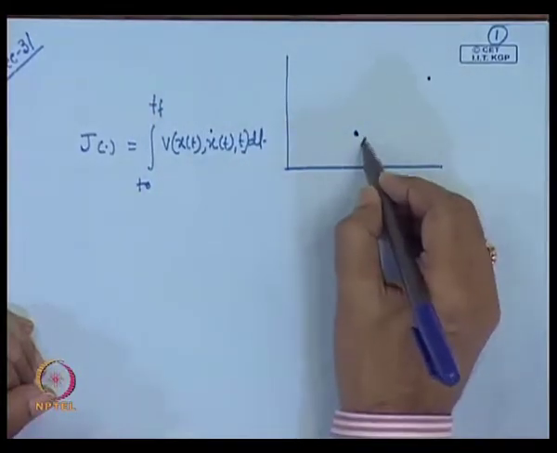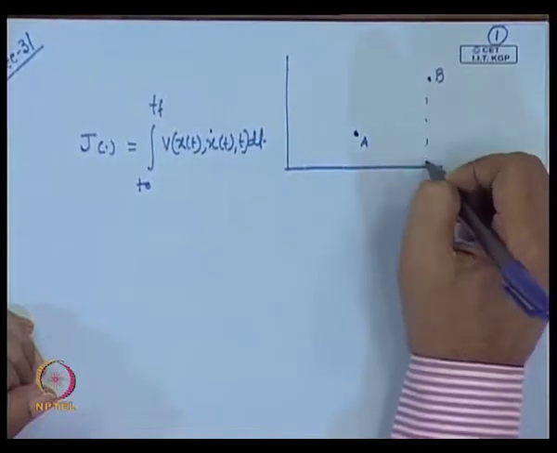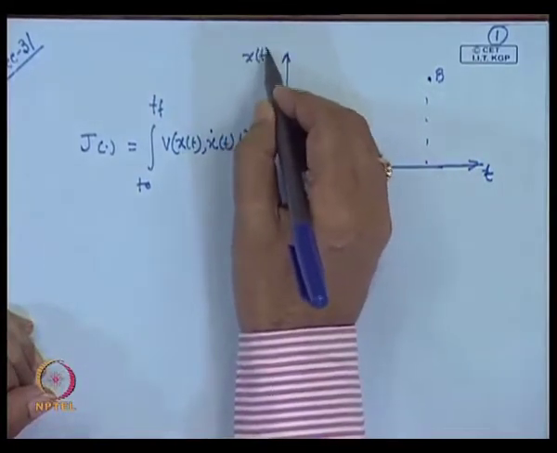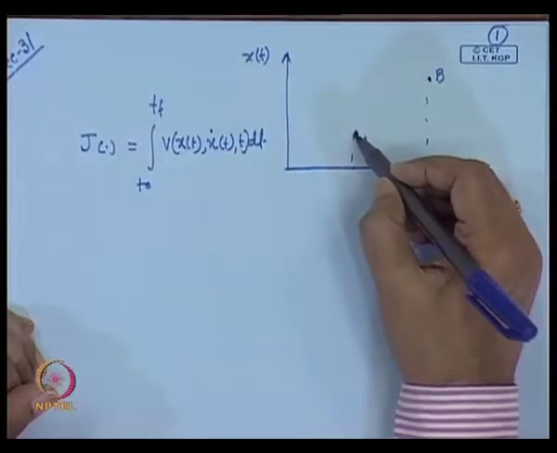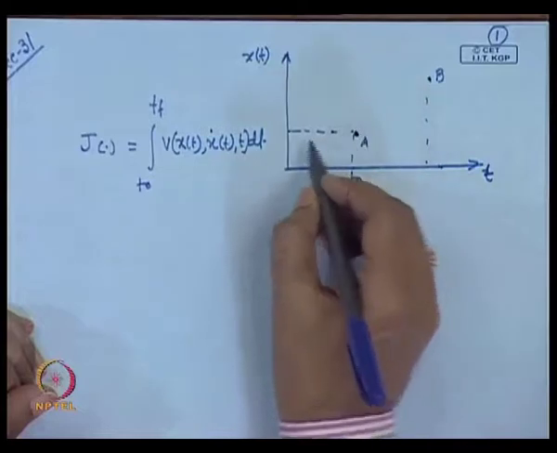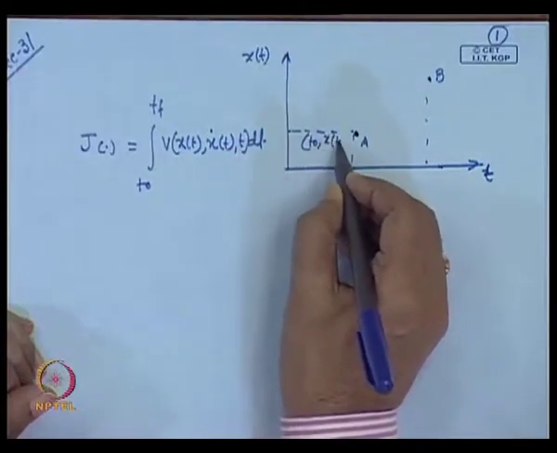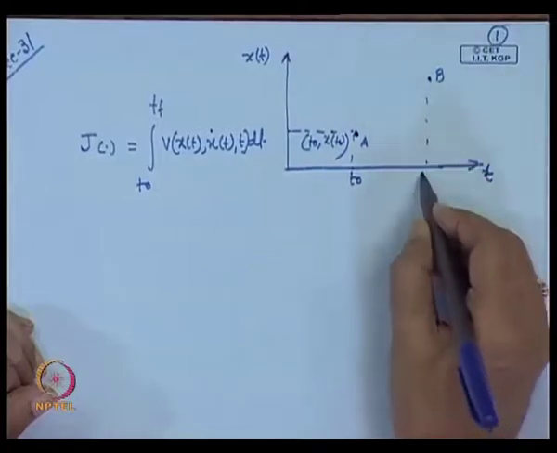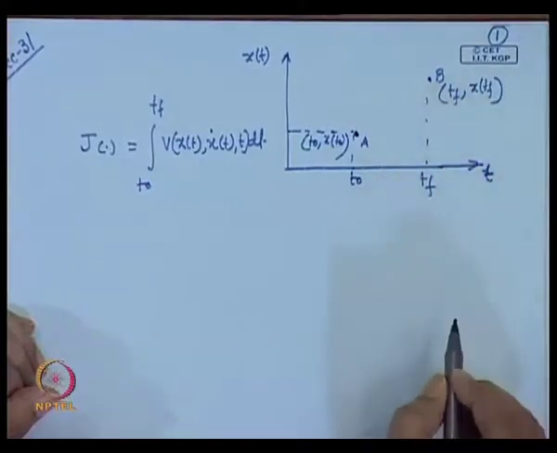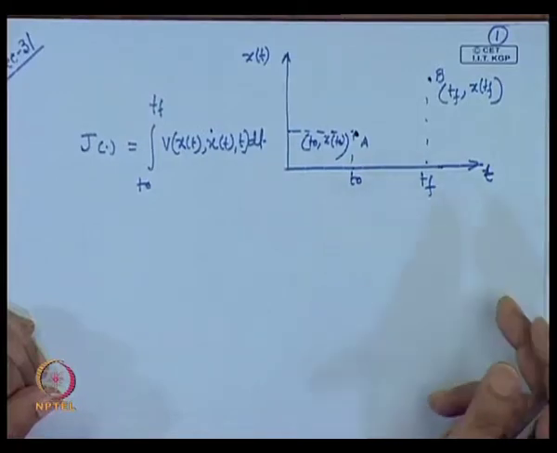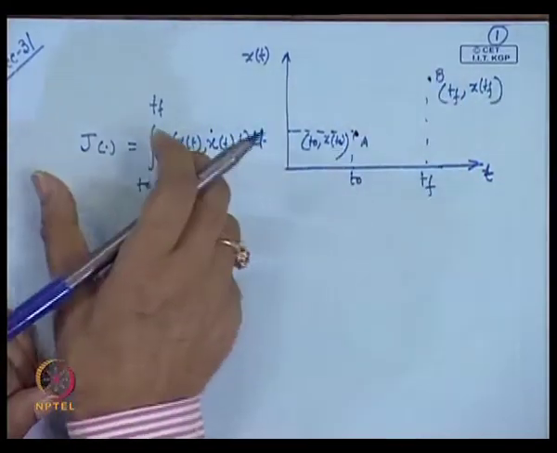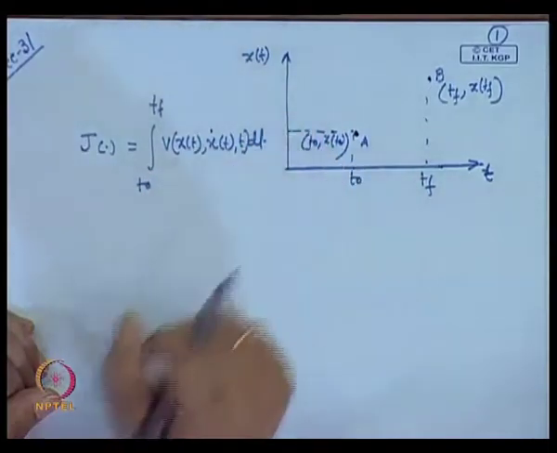So, this point A and this point B are both fixed, this axis is t and this is x of t. At time t equal to 0, the point A has coordinates t0, x of t0, and at time t equal to tf, the coordinates are tf, x of tf. Our problem is to find a trajectory between the two fixed points A and B in such a way that the functional is optimized, either maximized or minimized.